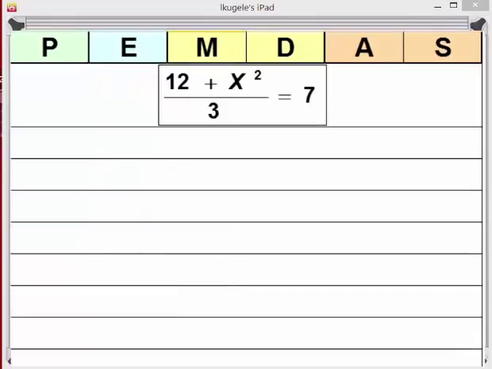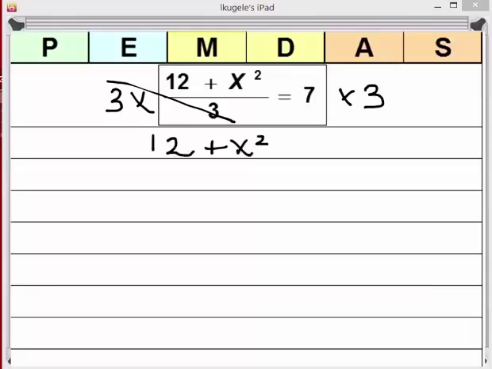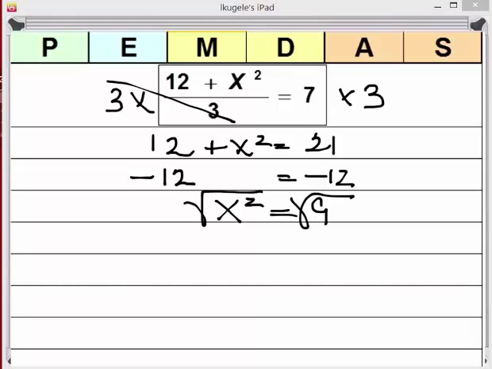In this case, our variable of interest, x, is in the numerator, and it involves an exponent. So the first thing we're going to do is multiply both sides by 3. That's going to get rid of the fraction on the left and leave us with 12 plus x squared is equal to 21. Subtract 12 from both sides, and we get x squared is equal to 9. Take square root of both sides. X is equal to 3.